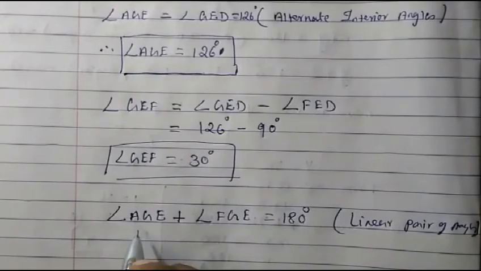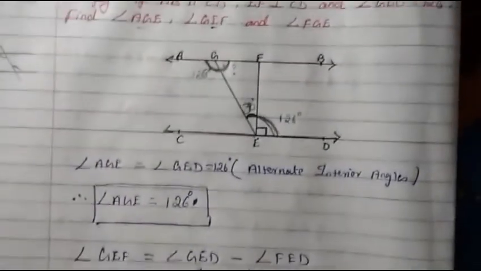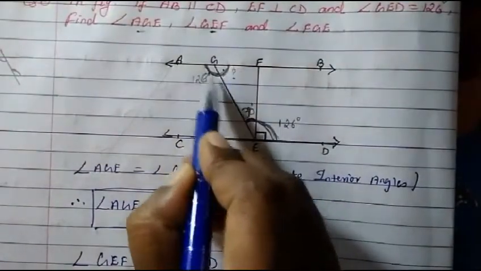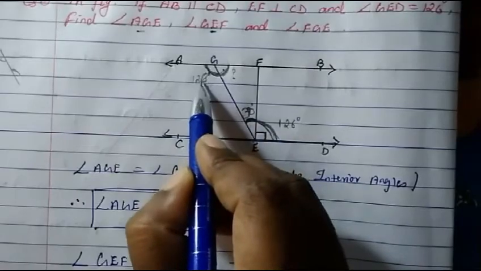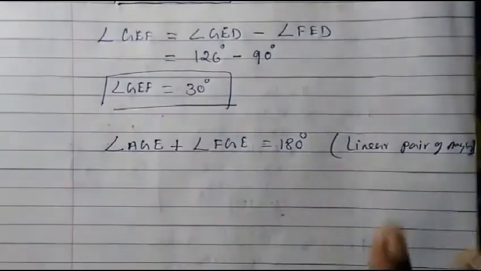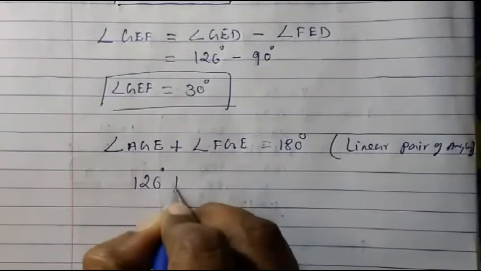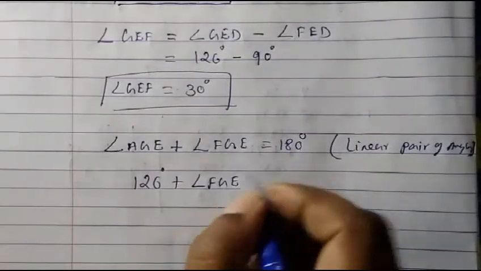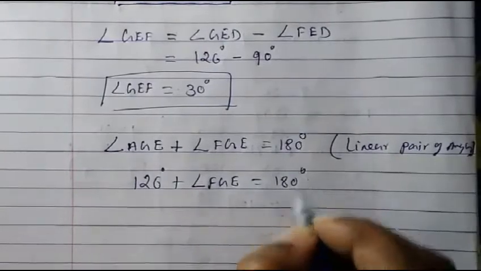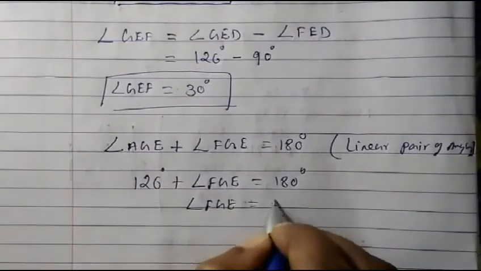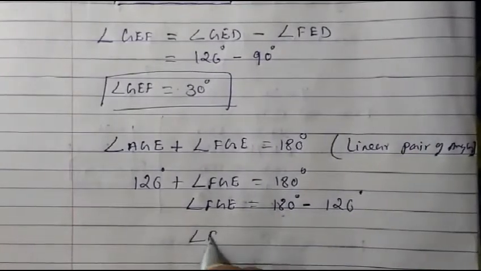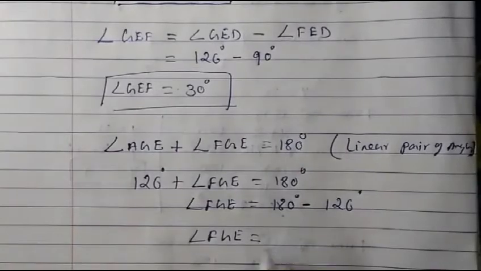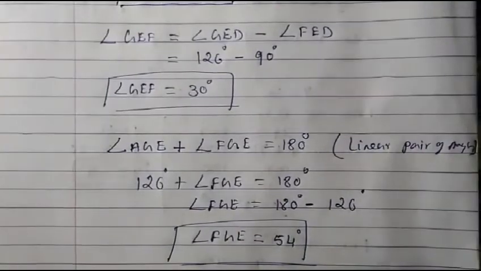So AGE we know. See this angle and this angle together, it is 180 degrees. Already we have found out this angle AGE, 126. So let's write AGE is 126. We don't know FGE, so keep FGE here only and bring 180 minus this 126 here. So angle FGE will be how much? 54. So we found out all the angles.